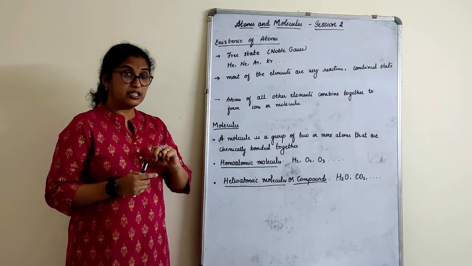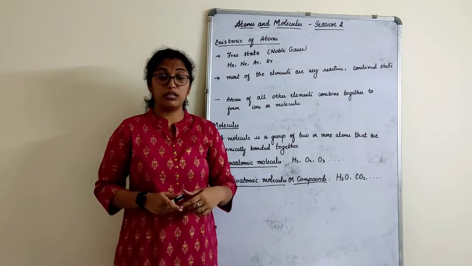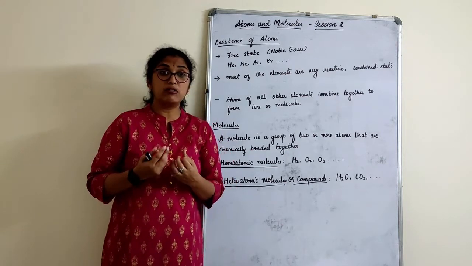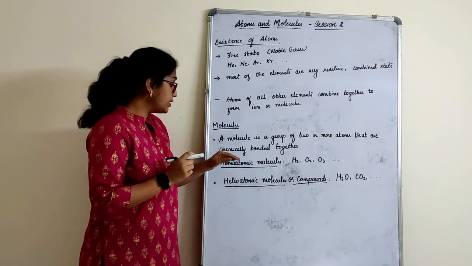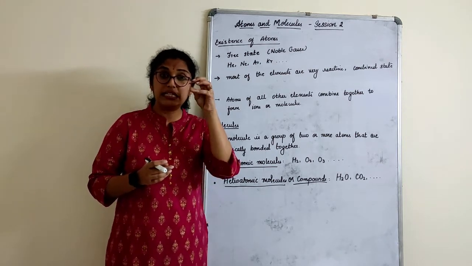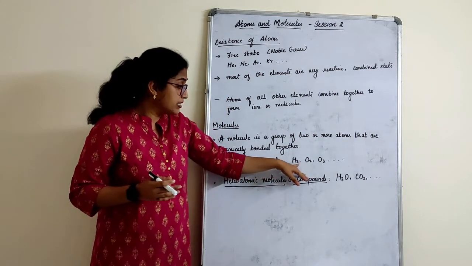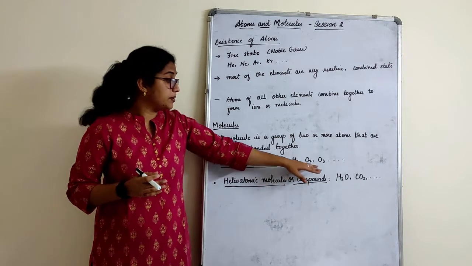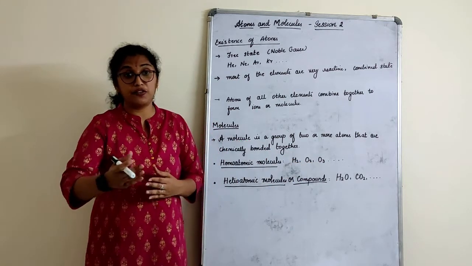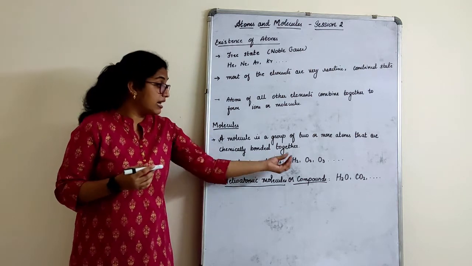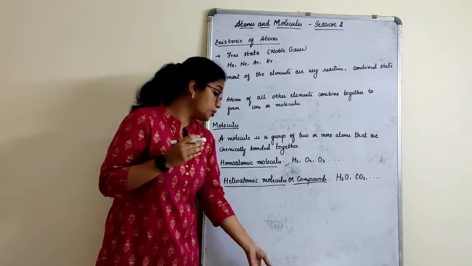In that we have two types, children: homoatomic molecules and heteroatomic molecules. We know that molecules are nothing but two or more atoms combined together, right? In homoatomic molecules, elements of the same type are combined. Hydrogen is homoatomic, oxygen is homoatomic, ozone is homoatomic, phosphorus, sulfur, because when we write them, the same type of atoms are grouped together.